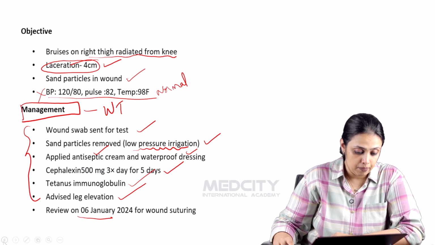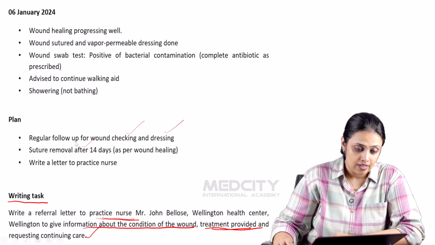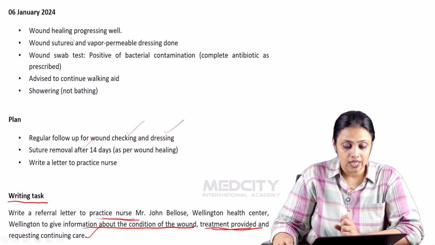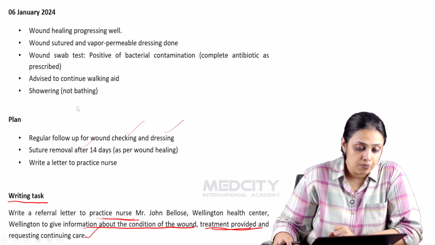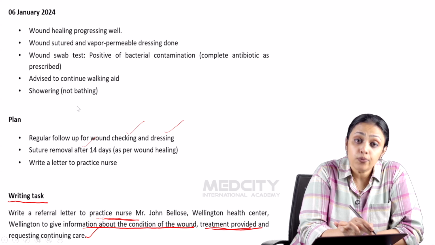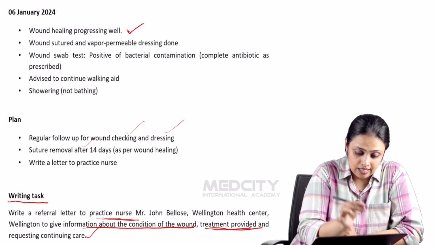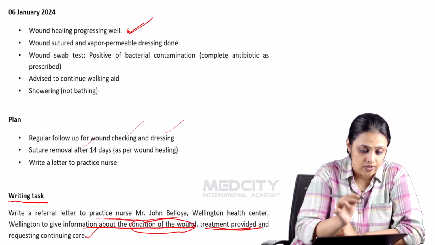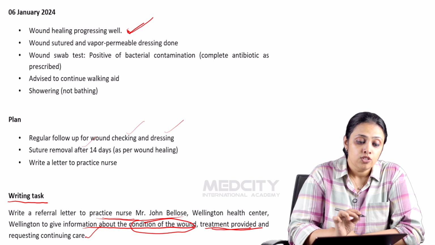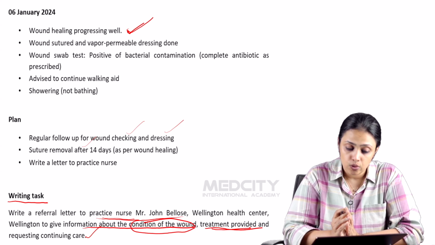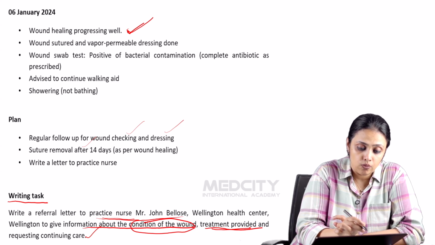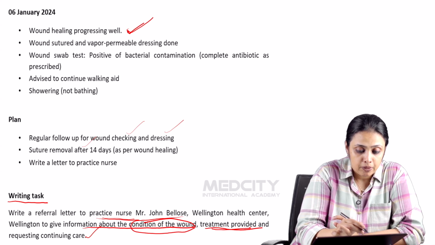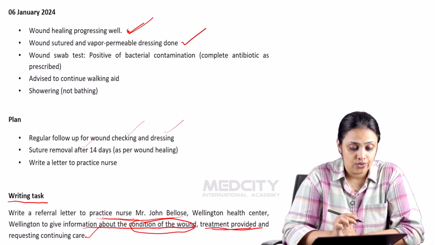Now let's see what happened on 6th Jan. That is today. It is the day on which we are writing the letter. So today when the patient presented, wound healing was progressing well. The writing task also says that you have to talk about the condition of the wound, so this is of course very relevant information. Since the wound healing is progressing well, you have sutured the wound and provided vapor permeable dressing. So that is also relevant.